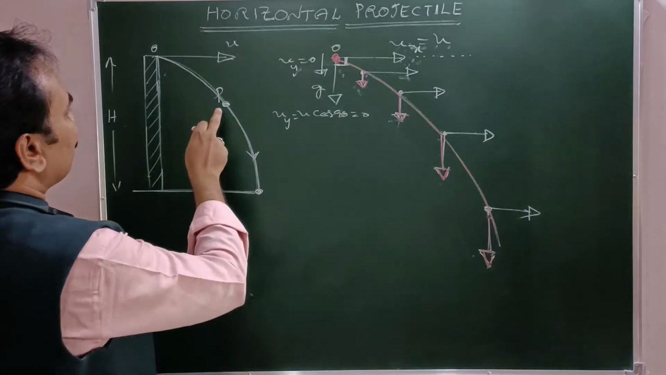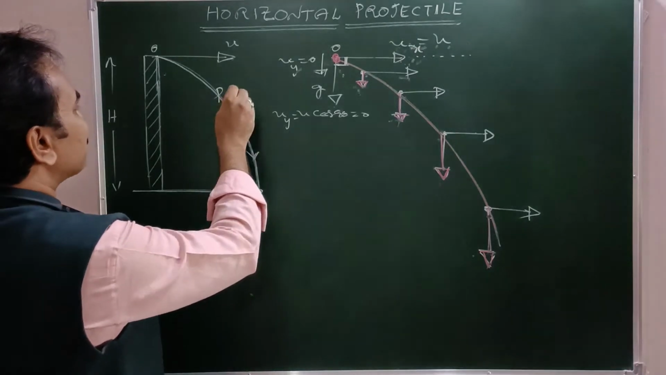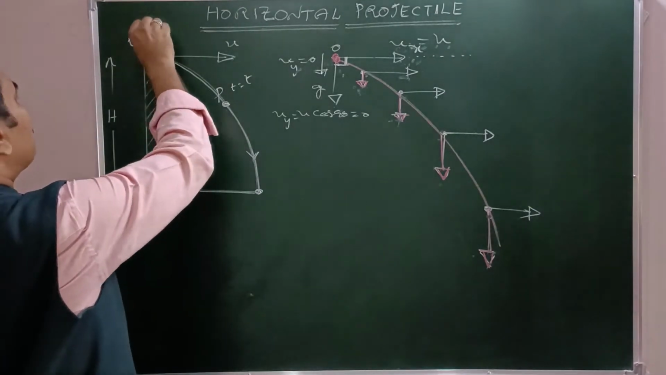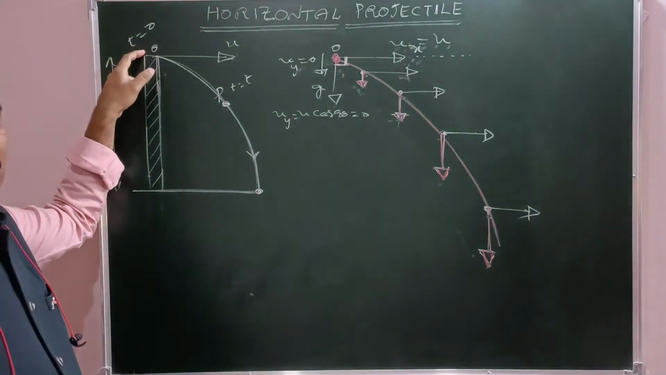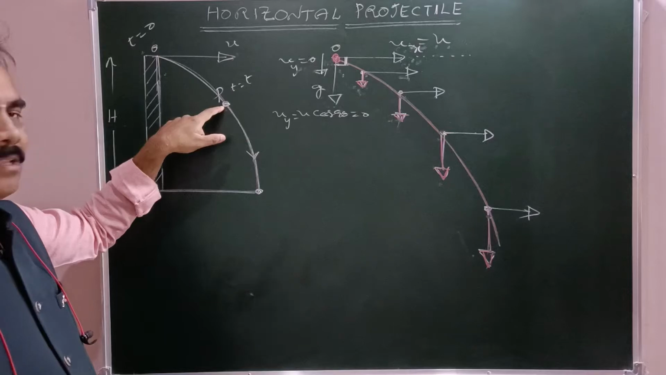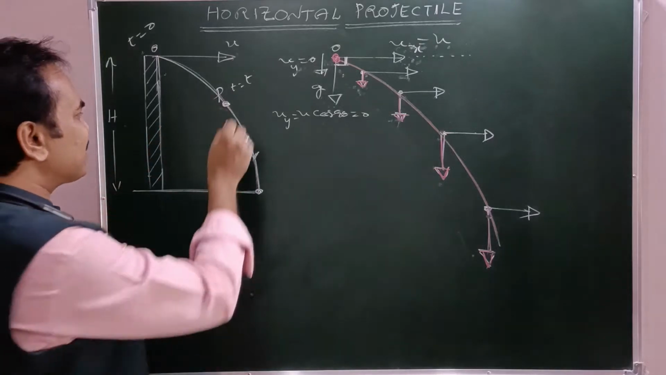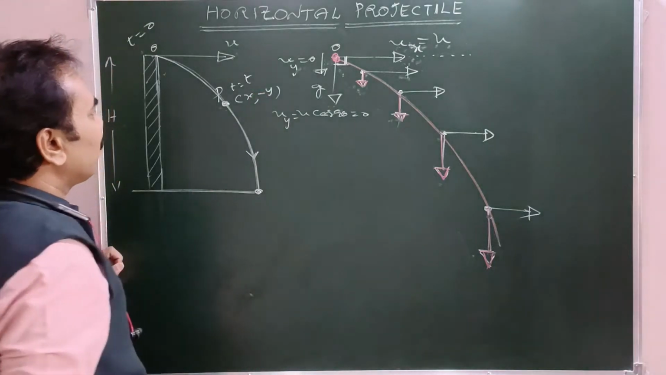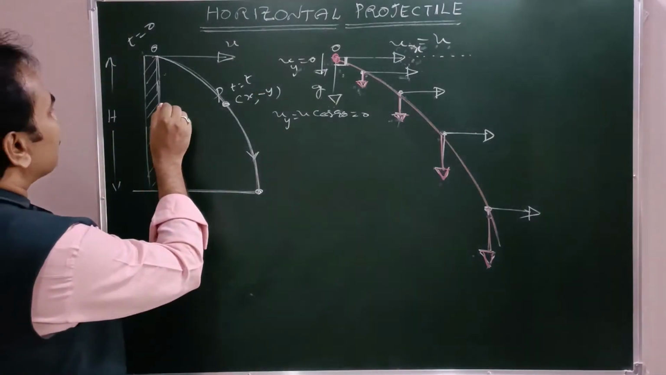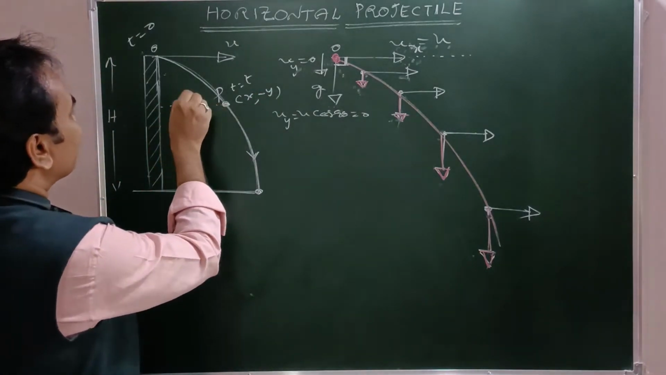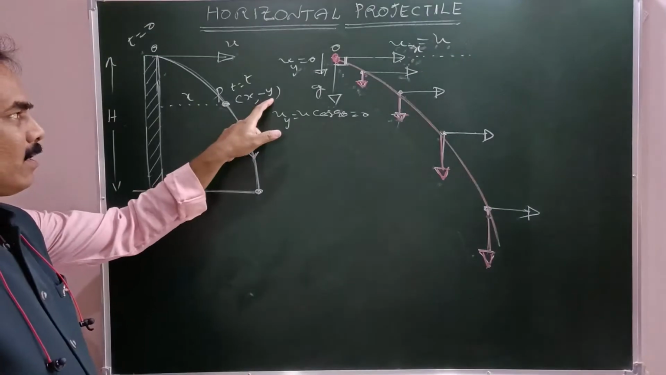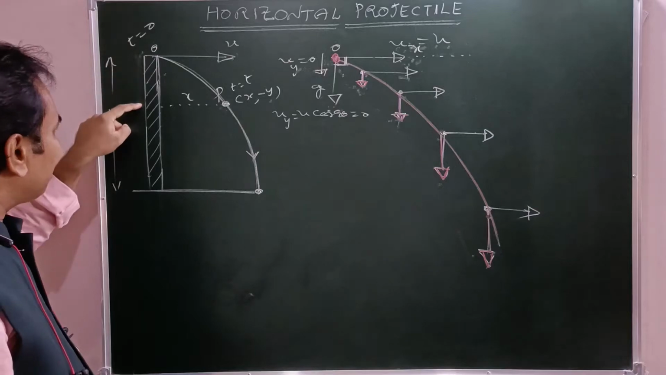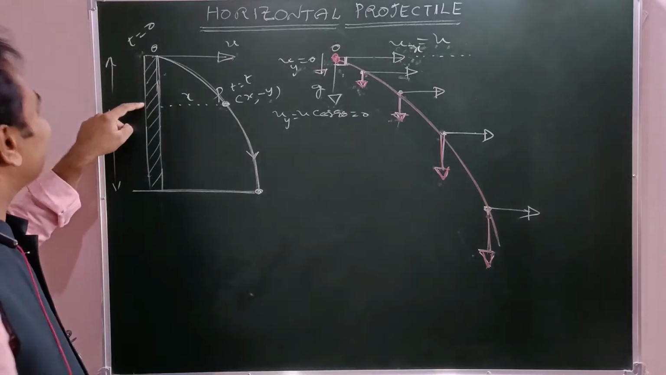What is the time elapsed in reaching this position? It means time T equals T. Here, time T equals 0 at the point of projection. After T seconds it reaches point P with position coordinates x comma minus y. What is x here? X means the horizontal displacement covered. What is y? Y means the vertical displacement covered. Otherwise, this is the height through which the body descends.